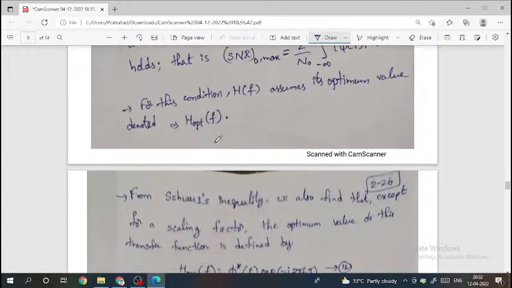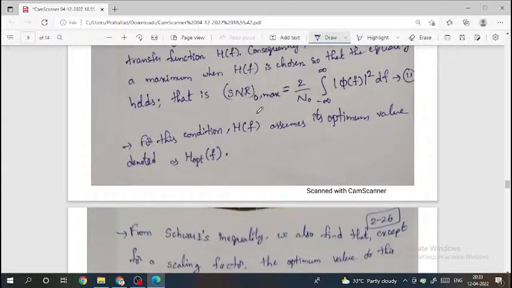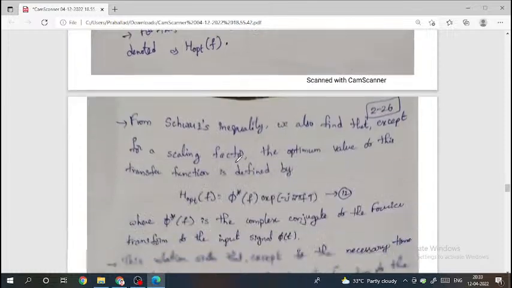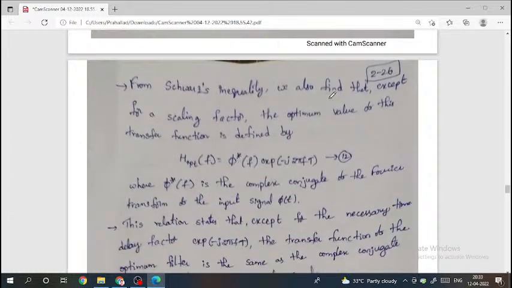Next, for this condition, H(f) assumes its optimum value denoted as H optimum of f. So here the filter is assumed as the optimum transfer function H optimum of f. Next, from the Schwarz inequality, the optimum value of this transfer function is defined as H optimum of f is equal to Φ*(f) times exponential of minus j2πfT. Take this one as expression number 12.